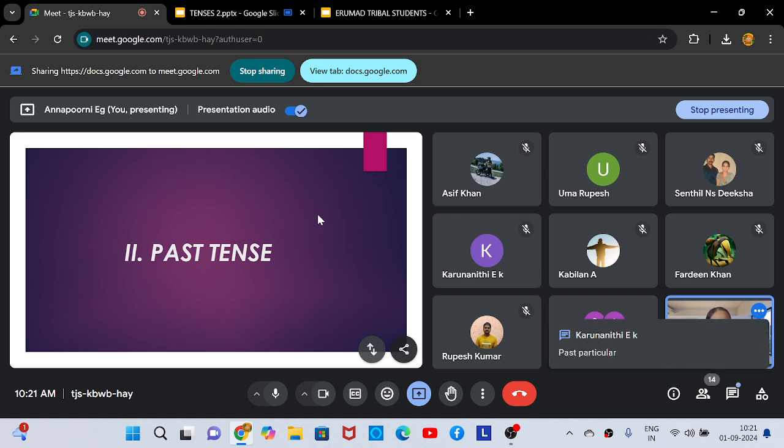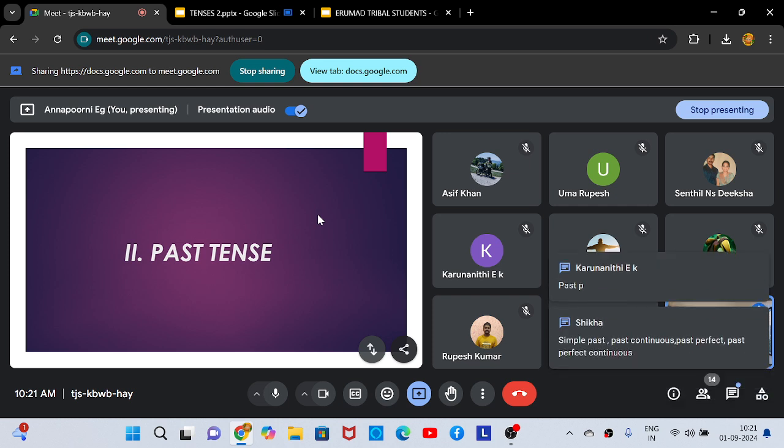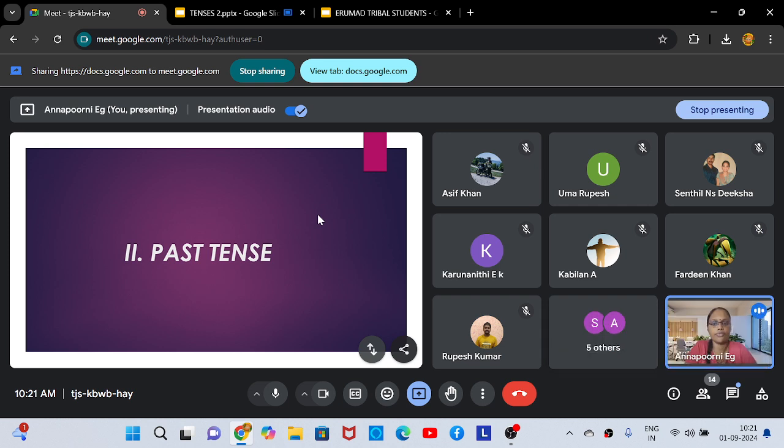Past participle is not a tense. That is not the name of a tense. It is called the V3 form. Past participle is the name of the V3 form. Yes, Shika has given simple past, past continuous, past perfect, and past perfect continuous. Excellent, Shika. Very good.